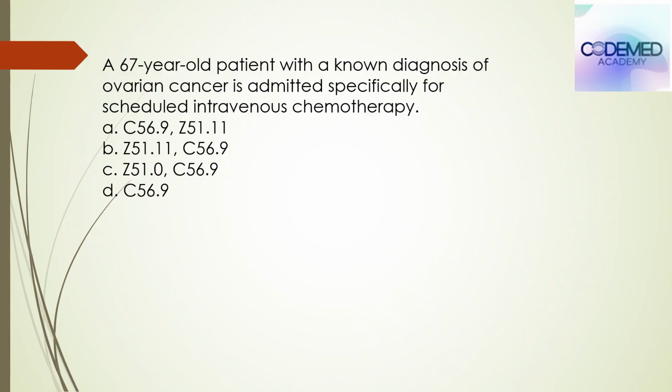A 67-year-old patient with a known diagnosis of ovarian cancer is admitted specifically for scheduled intravenous chemotherapy. So today's encounter is the administration of intravenous chemotherapy. That's a big clue, and these are the options. Go through it and zero in on your answer. Yes, B is the correct answer because this is the code for the intravenous chemotherapy and this is the code for the ovarian cancer. And since the encounter is for the chemotherapy, that code will go first.